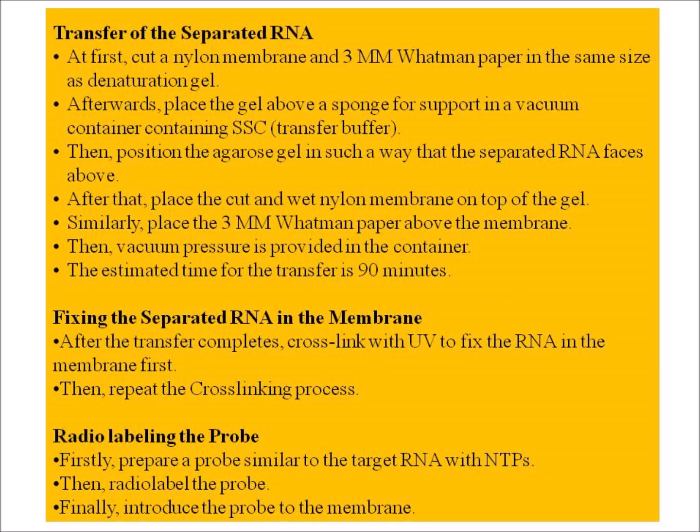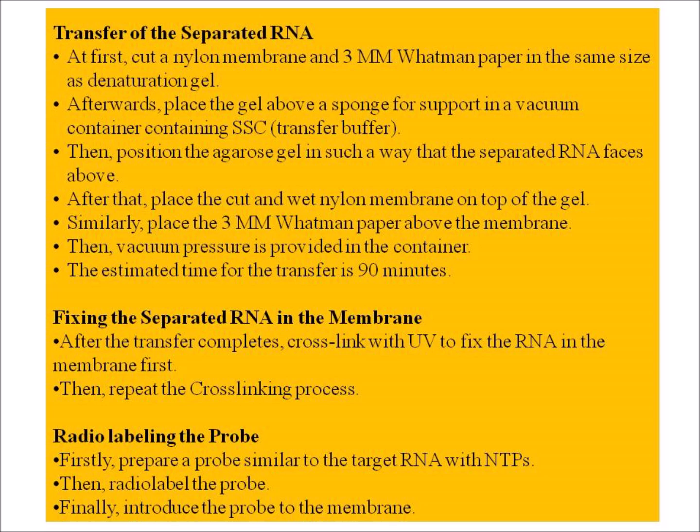Next step is transfer of the separated RNA. Cut a nylon membrane and 3 mm Whatman paper to the same size as the denaturing gel. Afterwards, place the gel above a sponge for support in a vacuum container containing SSC, which is called transfer buffer. Then position the agarose gel in such a way that the separated RNA faces above. After that, place the cut and wet nylon membrane on top of the gel. Similarly, place the Whatman paper above the membrane. Then vacuum pressure is provided in the container. The estimated time for the transfer is 90 minutes.